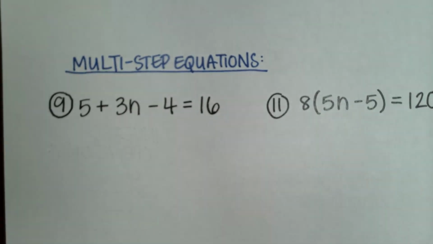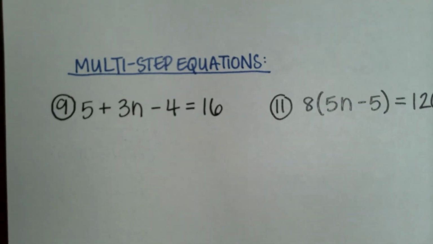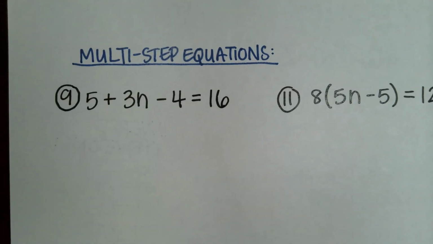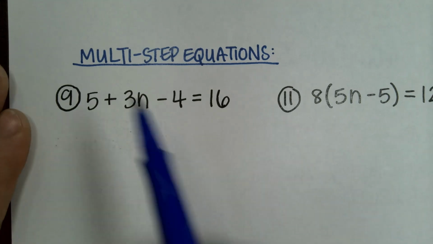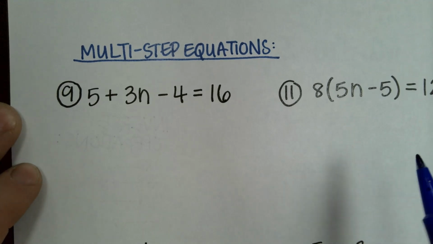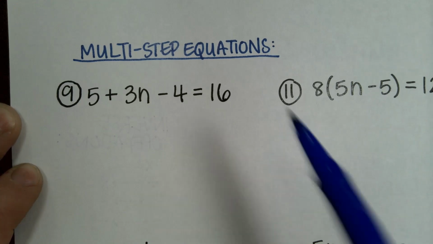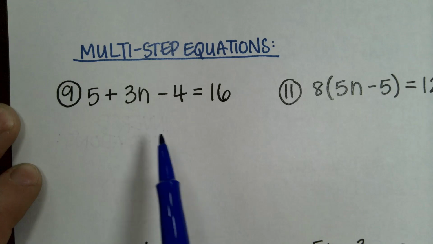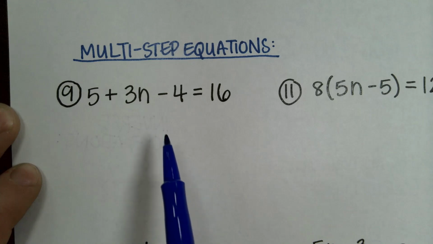Our rules are going to stay the same as what we did before. Remember, we do addition and subtraction first. Then, once we've gotten rid of all the addition and subtraction, we move on to multiplication and division. So, we have 2 options for what we could do first here. Can you guys tell me what my 2 options are? Subtract 5 on both sides, or plus 4 on both.